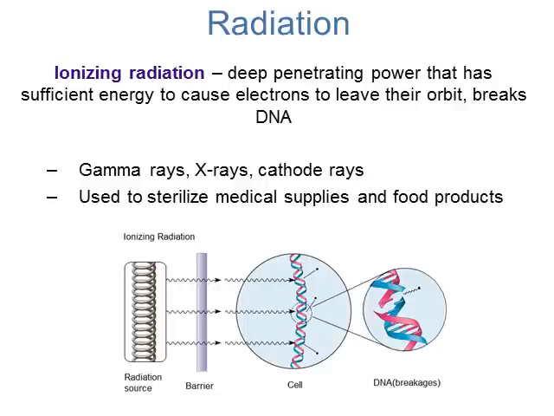Alright, so we have 2 types of radiation. There's ionizing radiation. This has really deep penetration power, and it has a lot of energy in it, and it causes electrons to leave their orbitals in the atom. So these electrons start flying around and start to destroy DNA or other parts of the cells. This type of radiation includes gamma rays, X-rays, and cathode rays. We usually use this type of radiation to sterilize medical supplies, and we can also use it to sterilize food products.